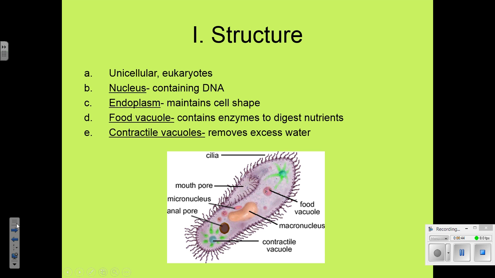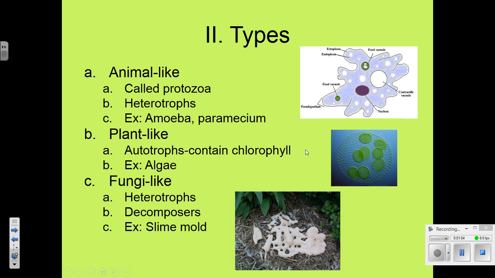And then they also have something called a contractile vacuole. And contractile vacuoles help them remove all the extra water that they're taking in and that they don't necessarily need to keep inside of them. So a lot of times protists live in water, and so we have to be able to get that out of them. So there's 3 types of protists.